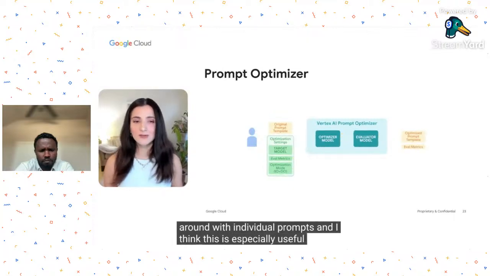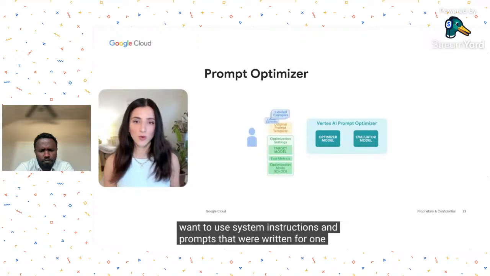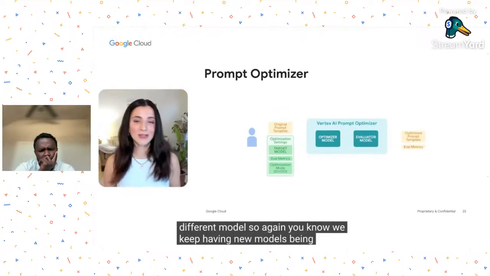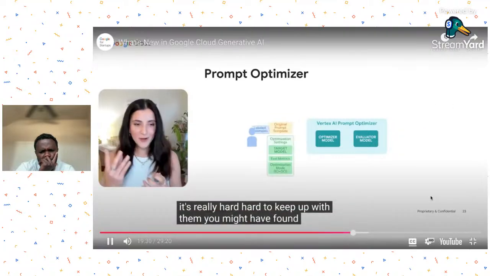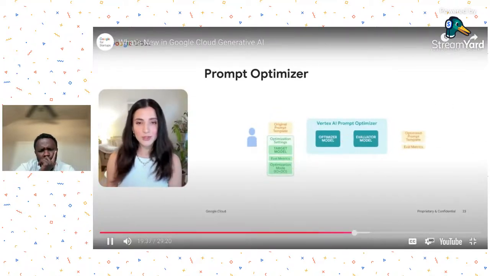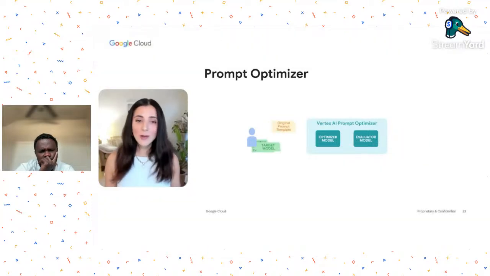And I think this is especially useful when you want to use system instructions and prompts that were written for one model, and then you want to use them for a different model. So again, we keep having new models being released. It's really hard to keep up with them. You might have found the perfect prompt that works with one particular model, but now the state of the art has changed again. And when you move that prompt over to your new model, it doesn't work quite as well. The prompt optimizer is a tool that can be really useful in helping you rewrite that prompt, in an optimized fashion, to work with a new, different model.